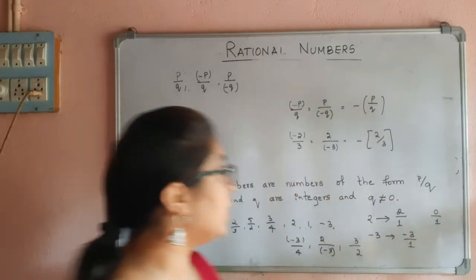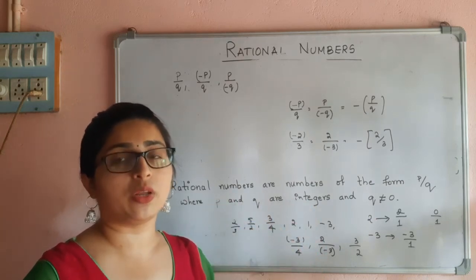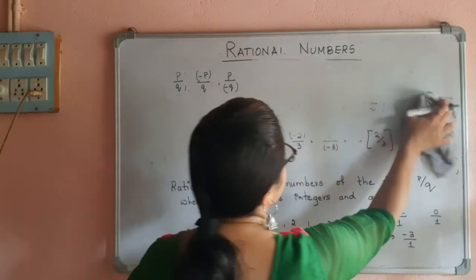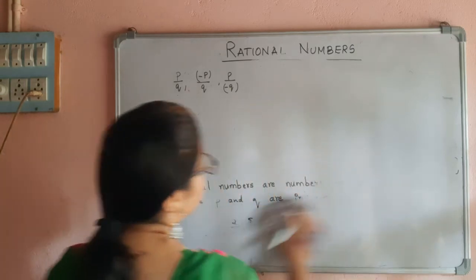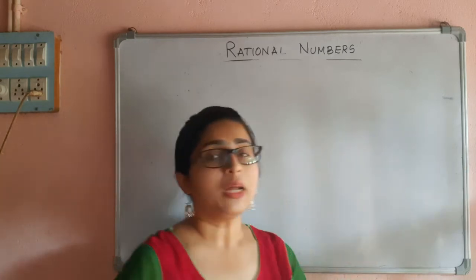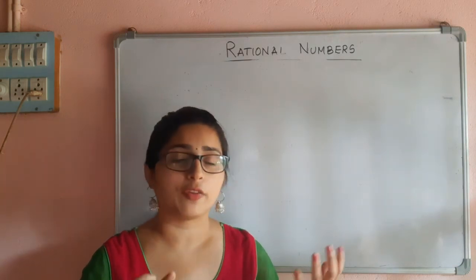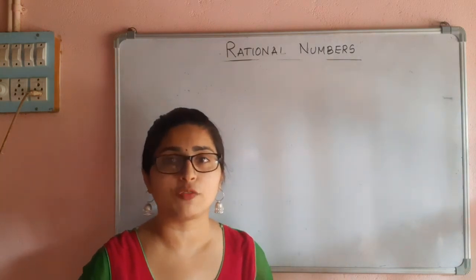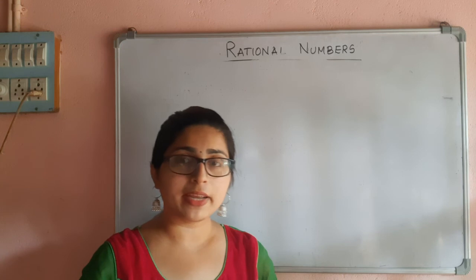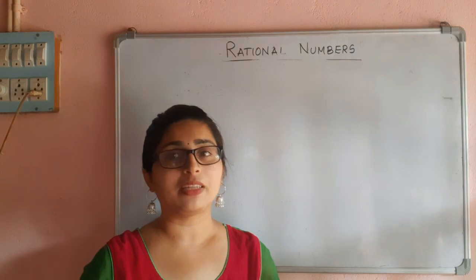So these are rational numbers. So p divided by q and q is not equal to 0, such numbers are called rational numbers. Okay, so even the integers come under rational numbers. So we will study the properties of rational numbers, like what happens when we add the rational numbers. We have already studied addition of integers. So we will study addition, subtraction, multiplication, and division of rational numbers also, but it will come in the next video.